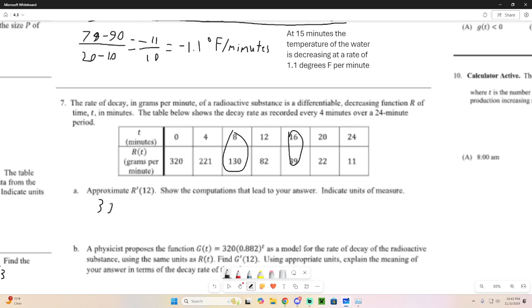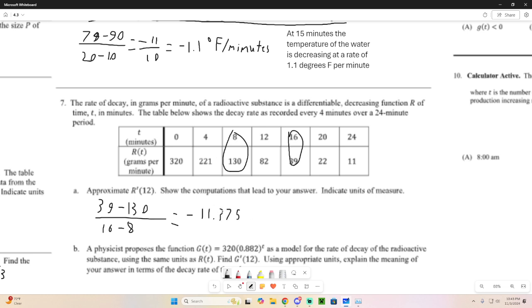y2 minus y1, 39 minus 130 over 16 minus 8. And of course, you can just plug this into your calculator to get about, what is that? Okay, let me do it in my head. 39 minus 130 is negative 91. So that's like negative what?